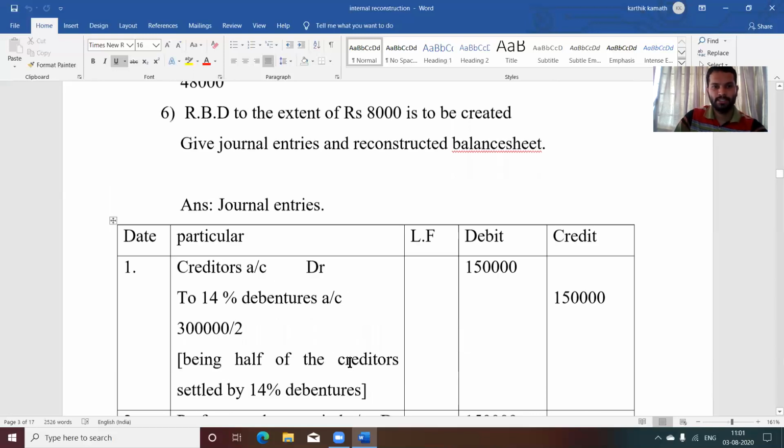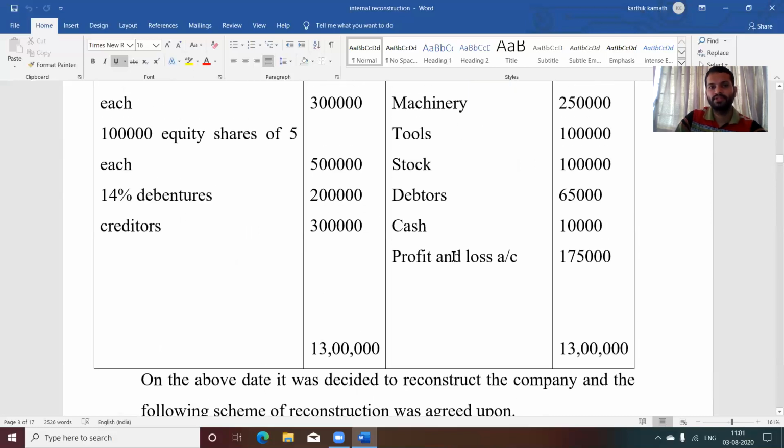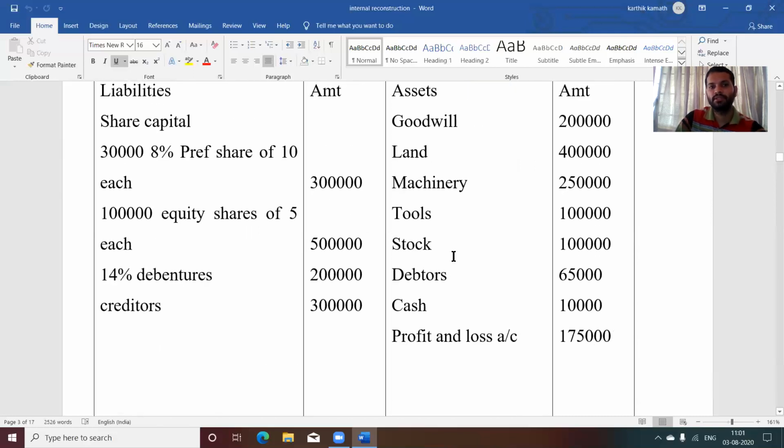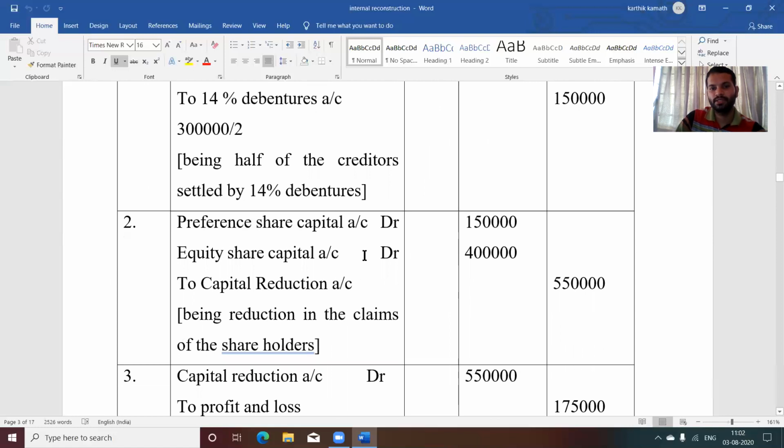Now, second journal entry. If you see, preference shares are to be reduced to shares of 5 each. So here they have mentioned 30,000 preference shares of 10 each, that is 3 lakh. So 30,000 shares into 5, 10 minus 5, that is 5. So 30,000 into 5: preference share capital account debit 1 lakh 50,000 to capital reduction account. So here we have taken preference share and equity share together to capital reduction.